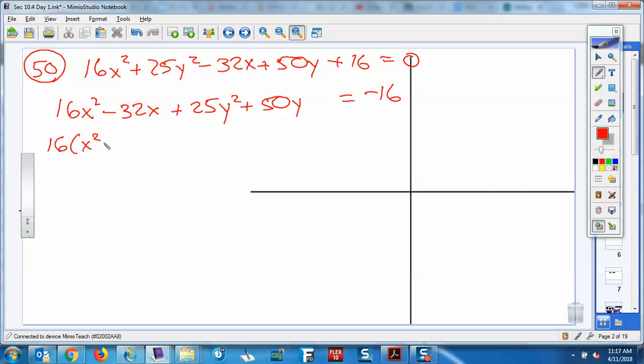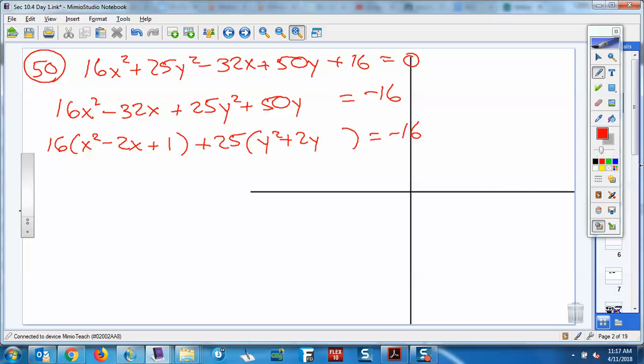We said yesterday it's just going to work better if we factor this out. We leave ourselves a blank to complete the square. And here we're going to factor out a 25, and we're going to leave a blank to complete the square. And then, of course, we got our negative 16 over here. And so then we're going to complete that square by adding a 1.